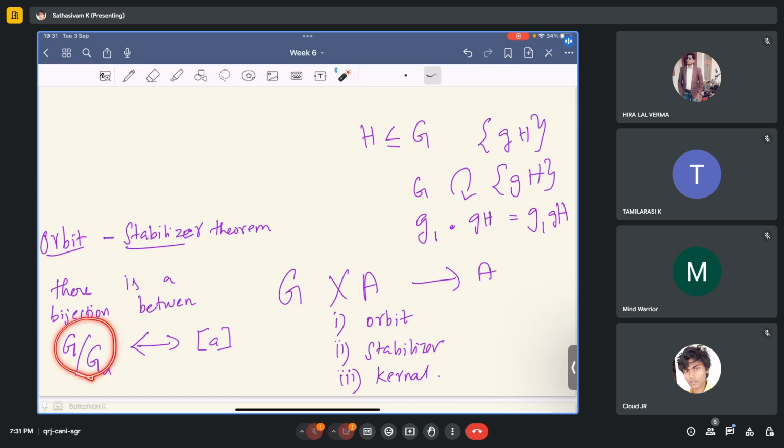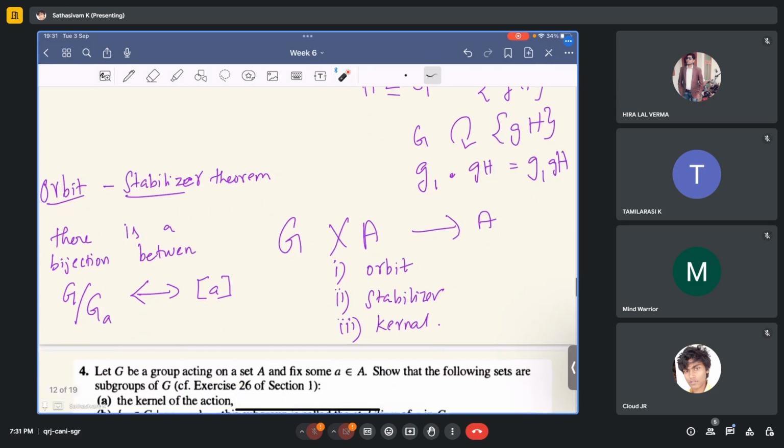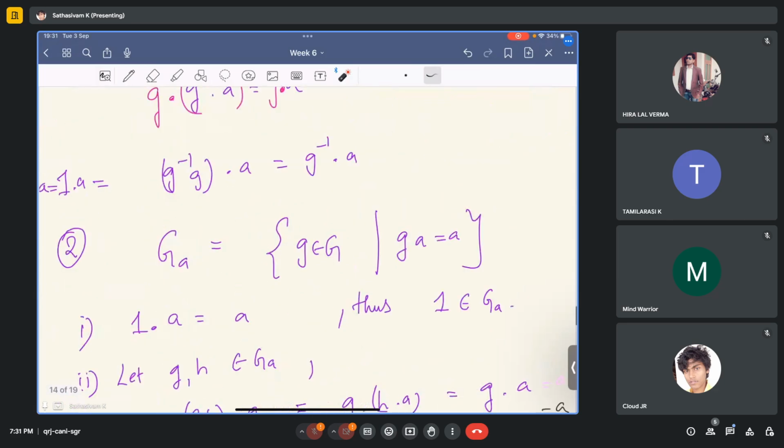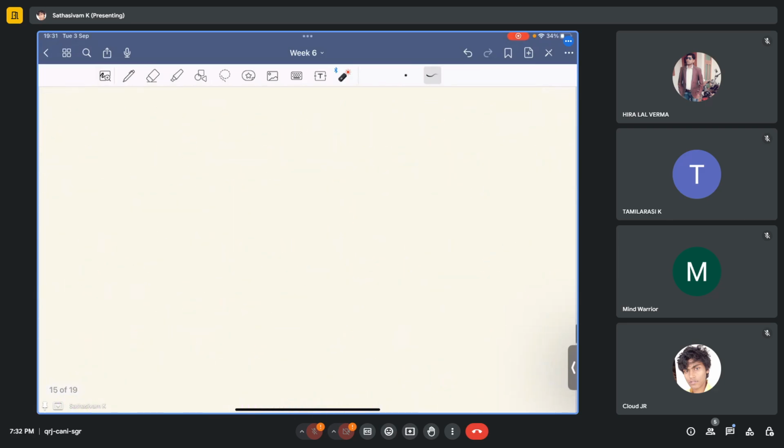Okay, so this is a quotient group. There's a bijection between these two things. So that is what the orbit stabilizer theorem says. But let's forget this for a minute. Orbit is anyway done in the class. I think the stabilizer and kernel we have it here. Okay, so since we have said this, let's prove this.